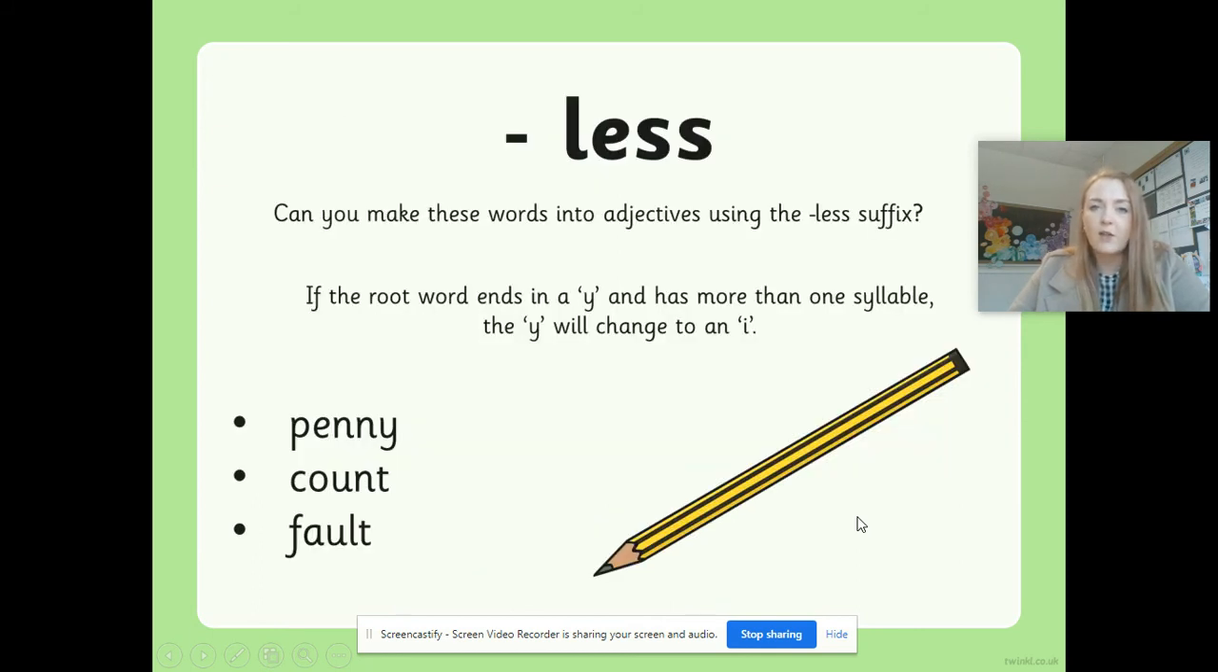Now, add to your list. You might want to pause the video here whilst you do it. We want the words penniless, countless, and faultless. And tomorrow we will be able to go through these words together when you bring your packs back. Just write them on the back of one of the sheets that you have. That is absolutely fine if you don't have a spare piece of paper.